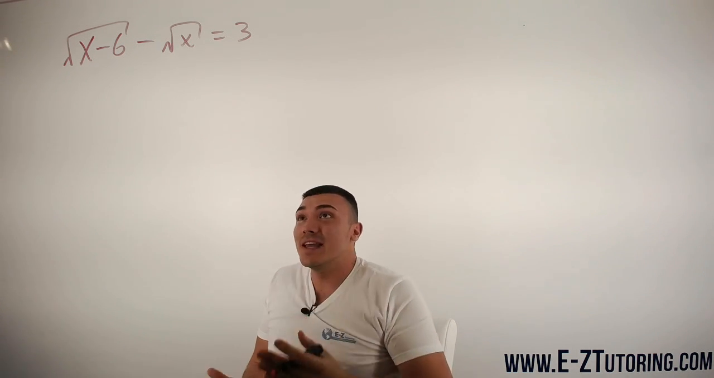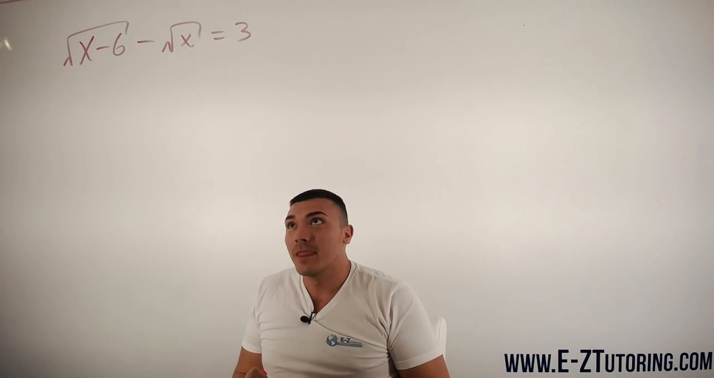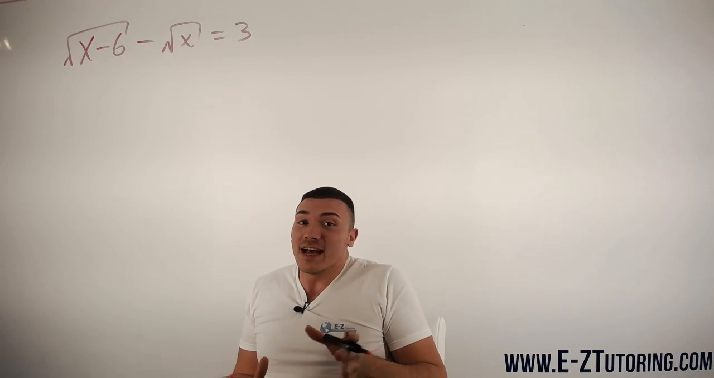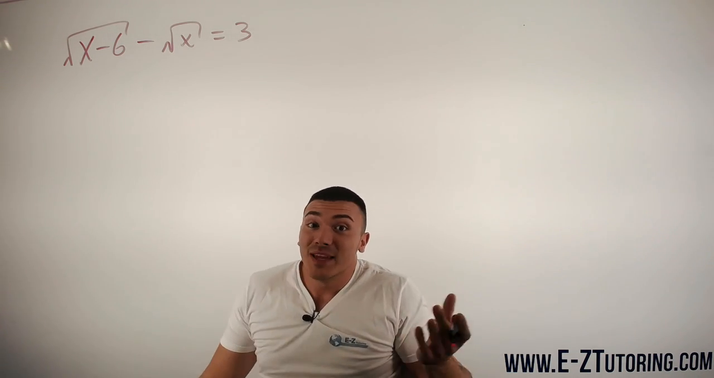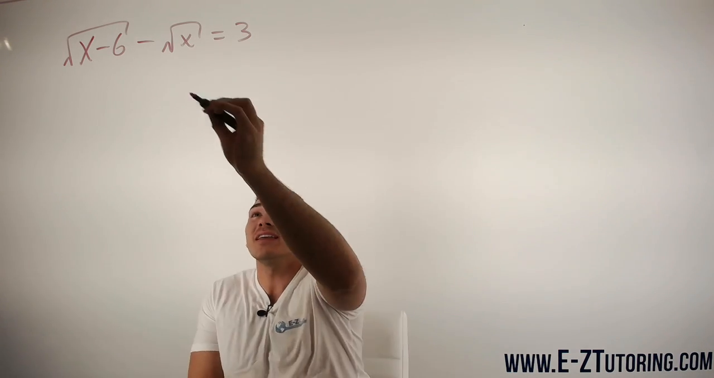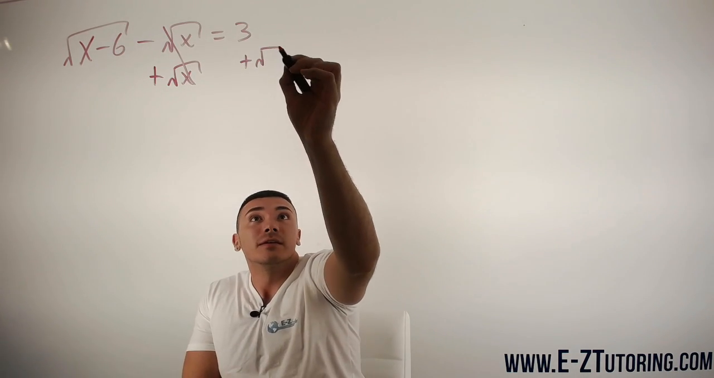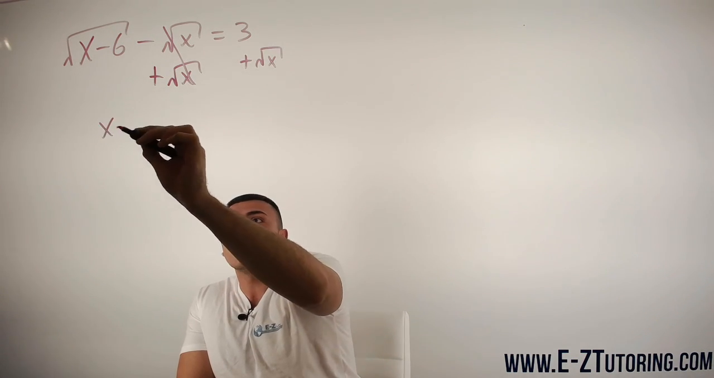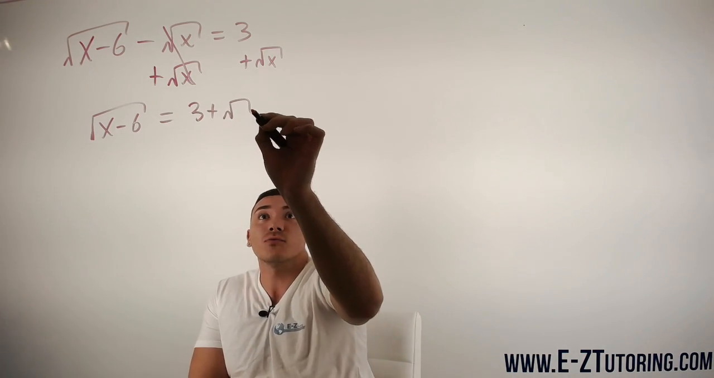So in order to solve this, we are going to follow a very similar procedure of steps here. Normally we wanted to isolate the square root, but now we have two square roots, so which one do we isolate? Truth is, it doesn't matter. As long as you isolate just one of them, then you will be fine. So let's go ahead and isolate this one. So we get radical x minus 6 equals 3 plus radical x.